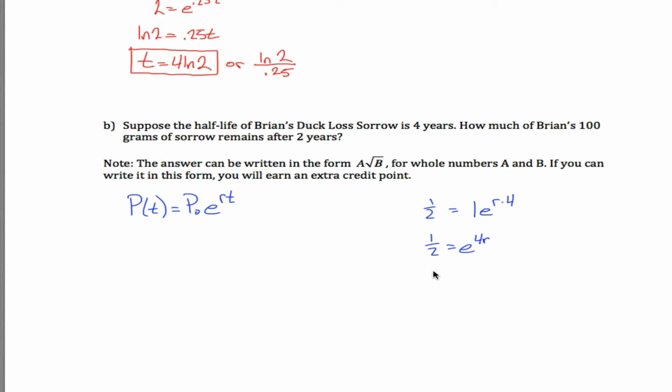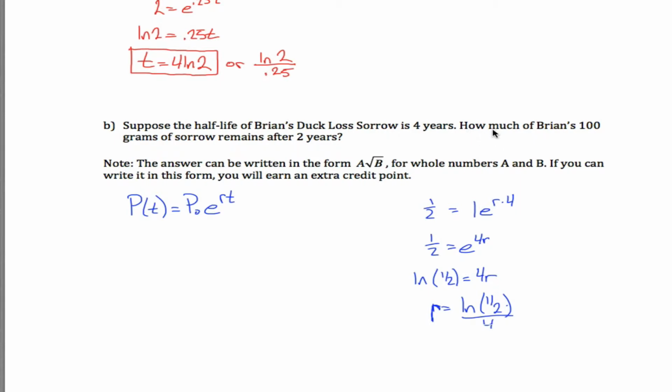But you can solve this for r by taking the natural log of both sides and then dividing by 4. Sure. Natural log of 1/2 divided by 4. Fine. That is your rate. And once you know the rate, you can kind of use that in your formula to figure out whatever you need.